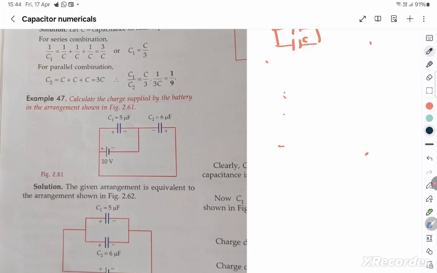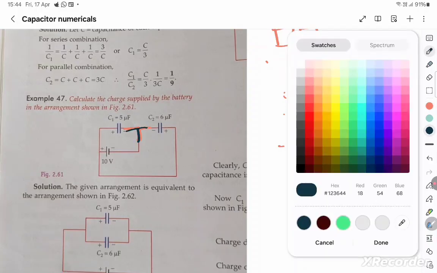Calculate the charge supplied by the battery in the following arrangement. If you see that C1 and C2 are in parallel, you can see that it's parallel by way of the charge getting split up. Can you see from here the way the charge is getting split up? C1 and C2 are parallel.